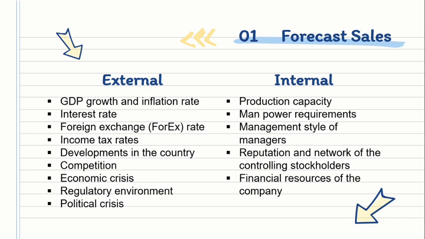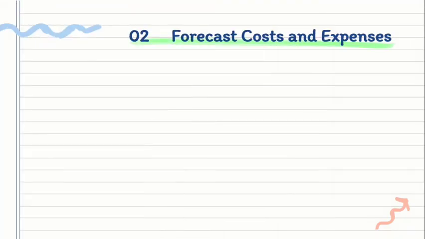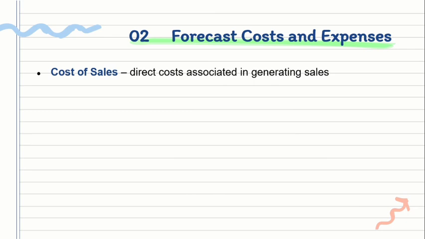Of course, kay if abundant ang atong financial resources is dali ra ta makakuan sa atong production. Whereas kung nihit bitaw ang atong financial resources, if gipit ta is maglisod ta, di ba? So next is we have to forecast costs and expenses. So cost of sales, these are direct costs associated in generating sales.